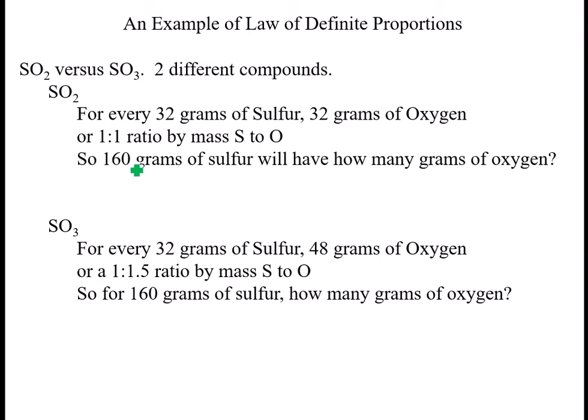So if I have 160 grams of sulfur, how many grams of oxygen should I have? Well, since this is 1-to-1, it's basically going to be 160 grams of oxygen. So this ratio of 160 to 160, or 1-to-1, or 32 to 32, is what's going to identify this as being sulfur dioxide. Versus if I look at sulfur trioxide, where I have the 3 oxygens here, that means that for every 32 grams of sulfur, I have 48 grams of oxygen.